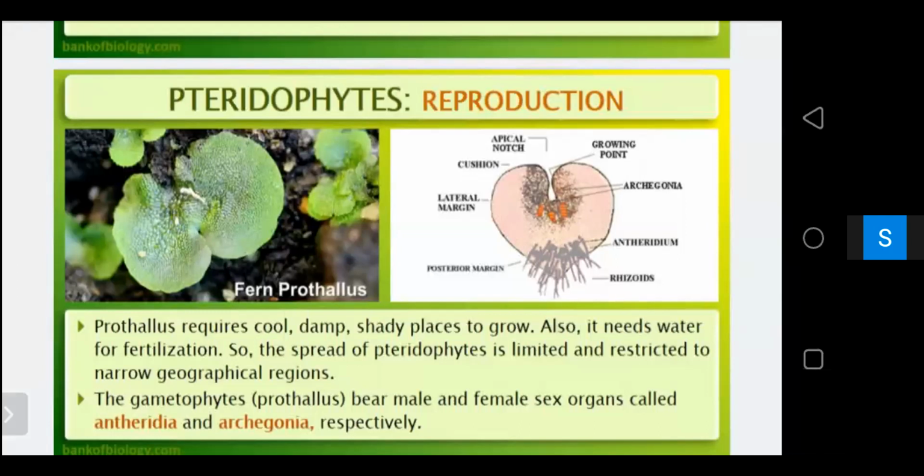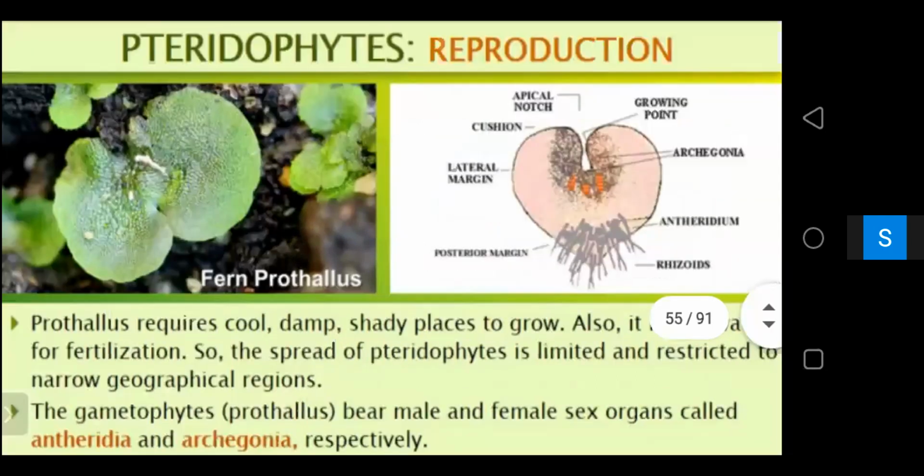In the life cycle of pteridophytes, the main dominant phase is sporophytic. In the sporophytic plant body, sporophylls will form. In the sporophyll, the spore mother cells undergo meiosis. They will form the spores, and the spores after germination will produce the prothallus. And this is the structure of prothallus. It requires a cool, damp, shady place to grow because it is a free living gametophyte. The prothallus is free living, photosynthetic. It needs water for fertilization. That's why the spread of living pteridophytes is limited and restricted to a narrow geographical region. This question was asked many times in the 11th exam.